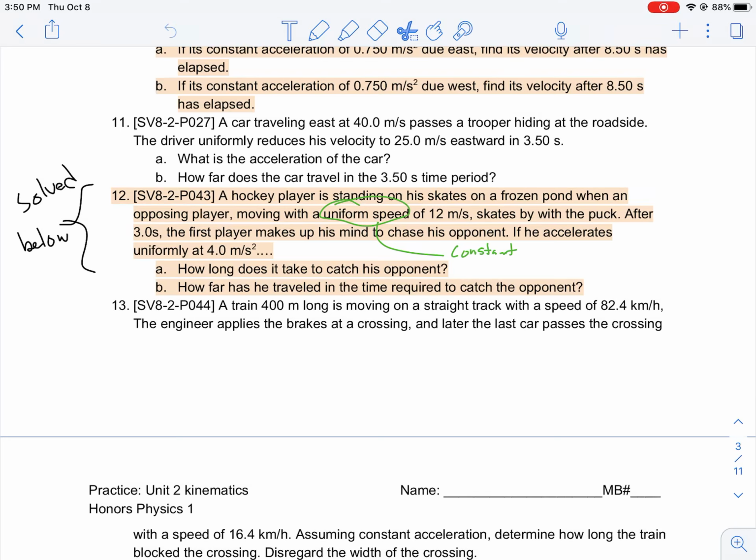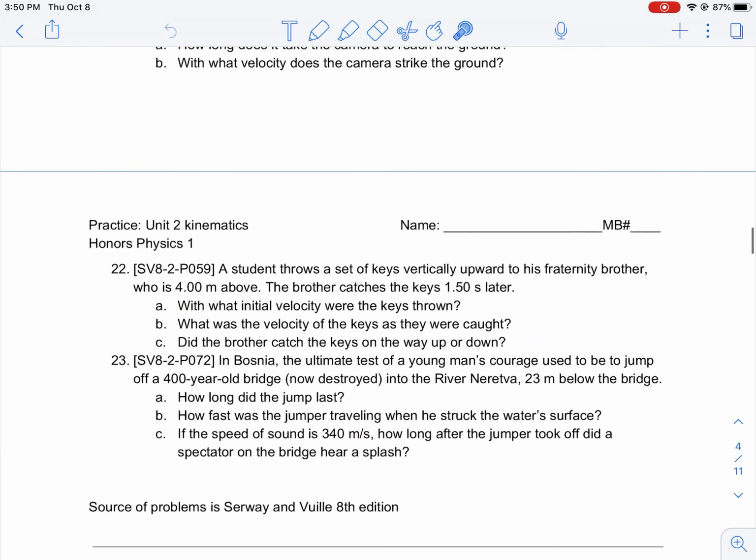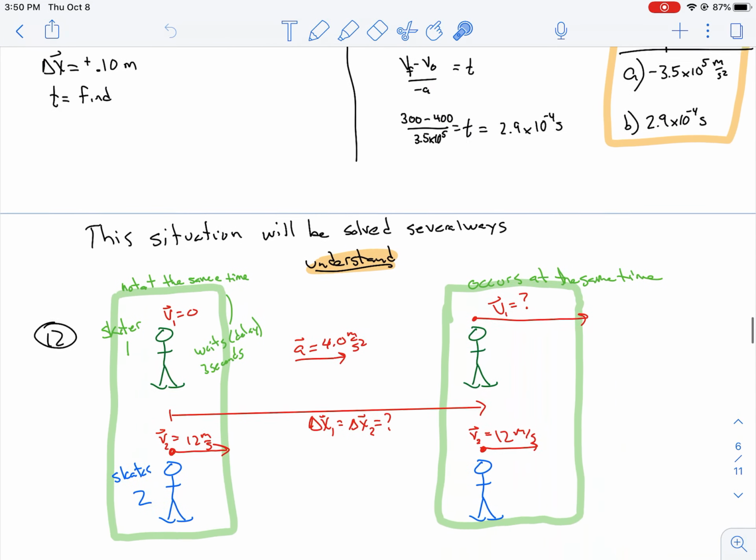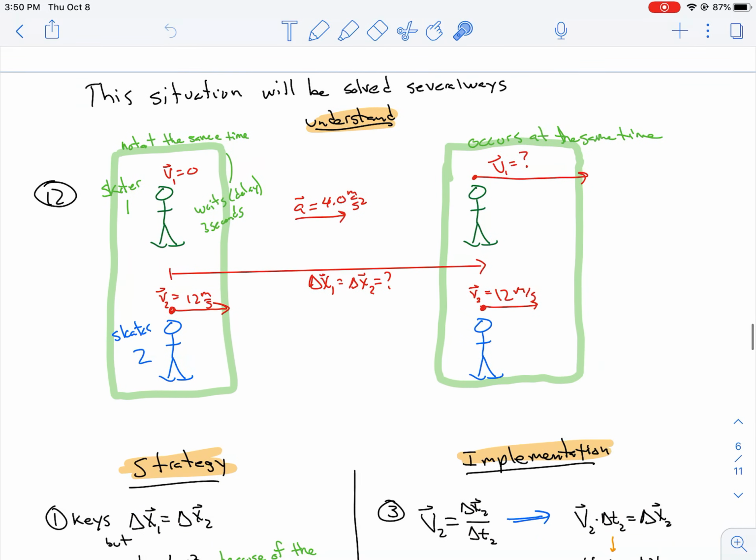Hey there, class. We're going to give you some insight into problem number 12 from our homework. I'm going to scroll down to where I've done a little bit of work for that. The first thing we can take a look at in number 12 is that there are a couple of different ways you can approach this.